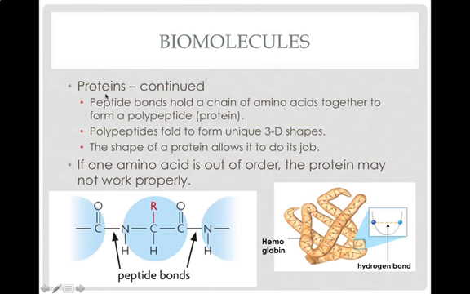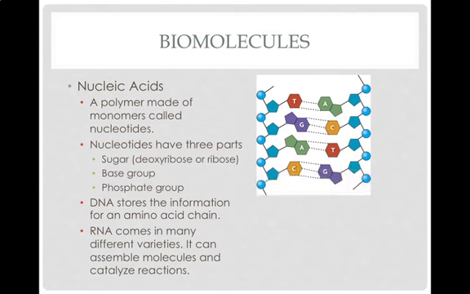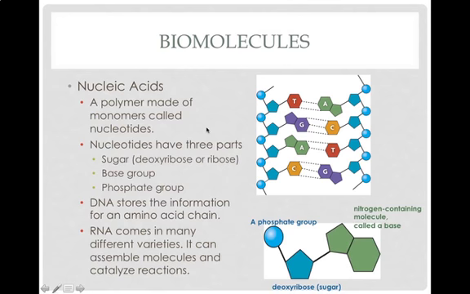All right, here's our last biomolecule, nucleic acids. Using our vocab term, a nucleic acid is a polymer made of the monomers called nucleotides. Each chain of nucleic acids is created from individual little monomers that look like this. They have a sugar, and this sugar is deoxyribose. To the sugar is hooked a phosphate group as well as a base group.